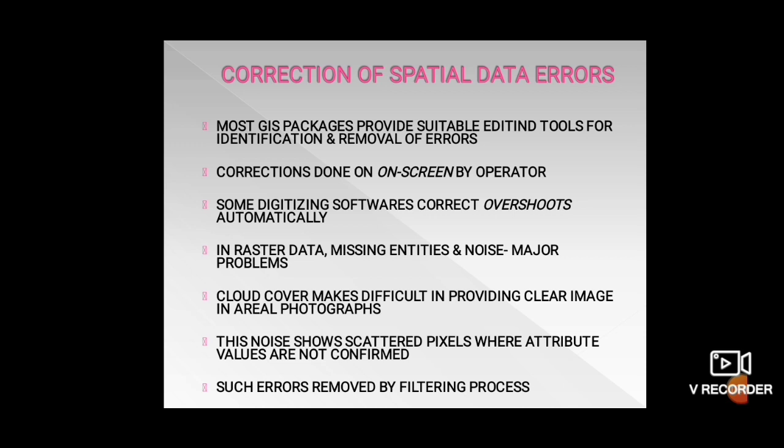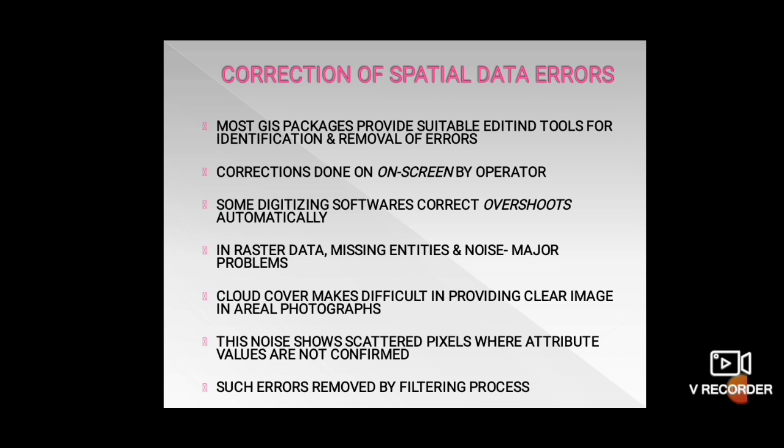In the case of raster data, missing entities and noise are the major problems. In an aerial photograph, for example, noise occurs during the rainy season due to high cloud cover. This makes it difficult to get a clear image of the ground feature. This noise often shows up as scattered pixels whose attribute value does not conform to neighboring pixels, and this form of error can be removed by a process known as filtering.